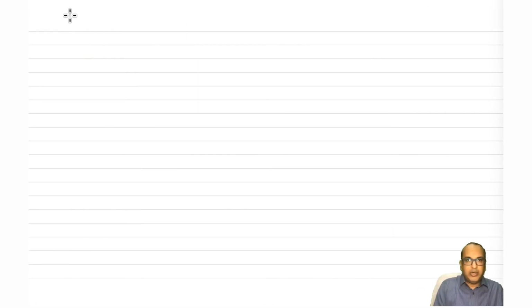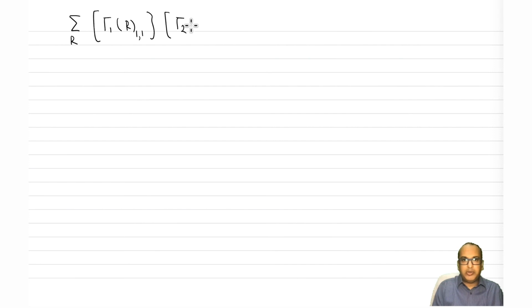So let us try to calculate the summation over all R of tau 1 R 1 1 and tau 2 R 1 1. So what should be the value of this? In two different representations, if we are taking the same corresponding matrix element, the product should come out to be 0. So let's see for our case whether it comes out to be 0 or not.